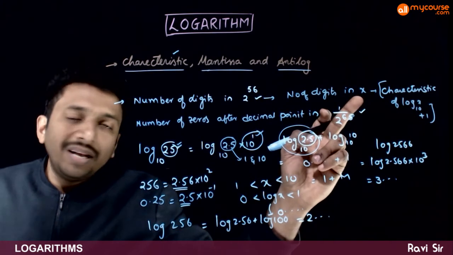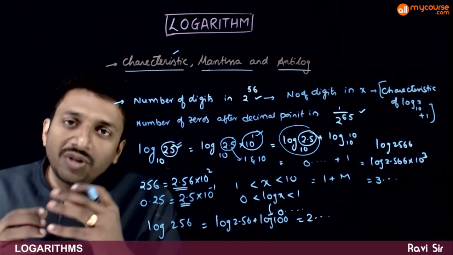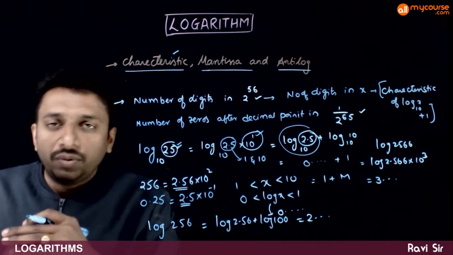So if you have a very big number and you want the number of digits, what you just need to do is calculate the log of this, find the characteristic, and add 1 to that.